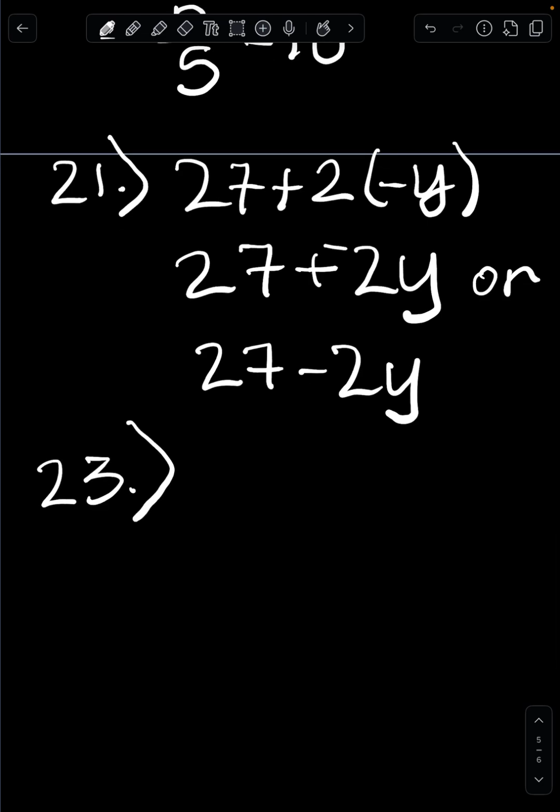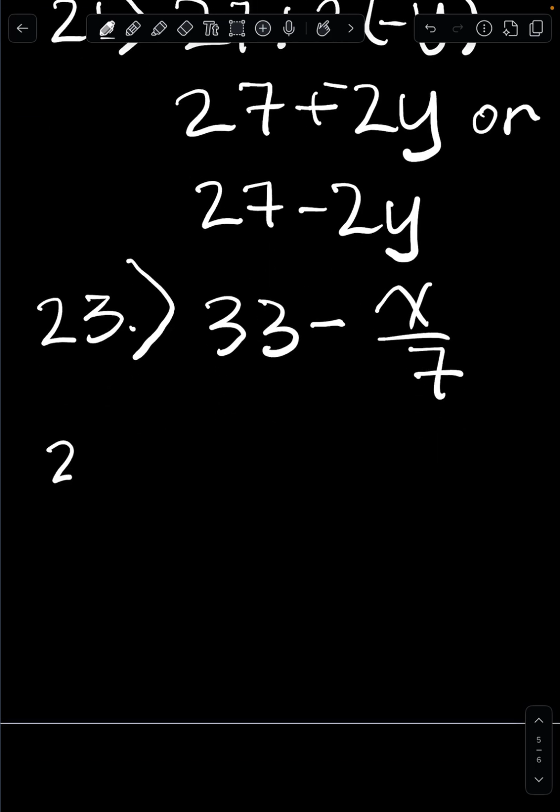23. 33 decreased by the quotient of x and 7. So 33 decreased by, quotient means division, and it's the division between x and 7.